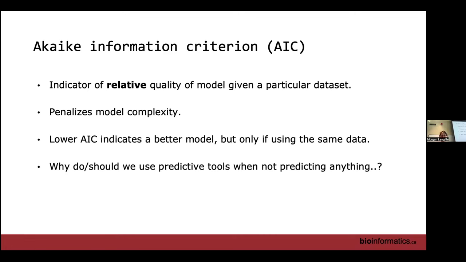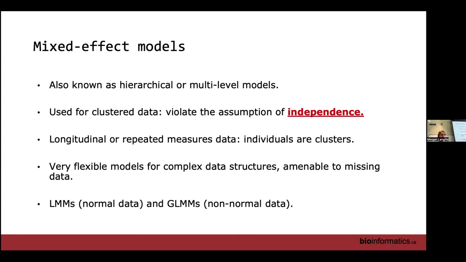Okay, sounds good. So now we're going to talk about mixed effect models, and this is where the violation of the assumption of independence comes in. Mixed effect models are also known as hierarchical or multi-level models. Again, everybody calls it a different thing, but they really are referring to the same idea.